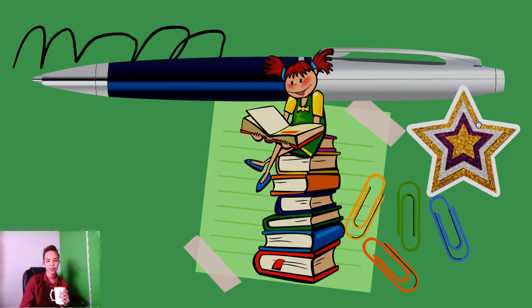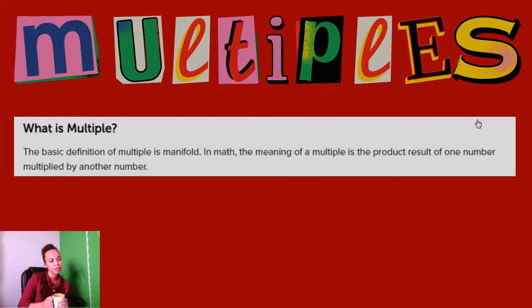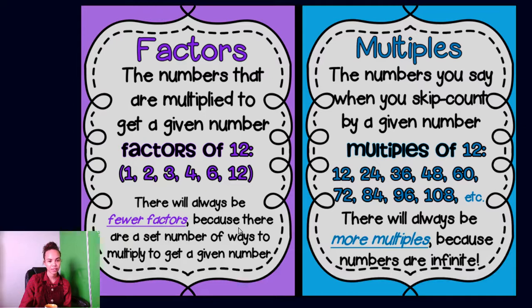So let's get going. What is a multiple? The basic definition: in maths, when we speak about a multiple, it's the product or result of one number multiplied by another number. So if I say 2 times 3, then the answer would be 6. That means that 6 is a multiple of 2 and it's a multiple of 3, right? Okay, let's have a look.